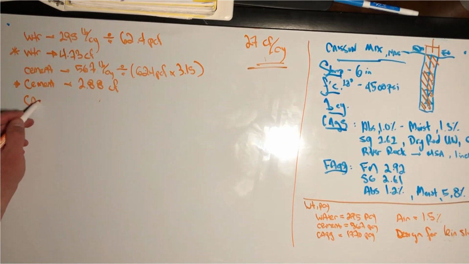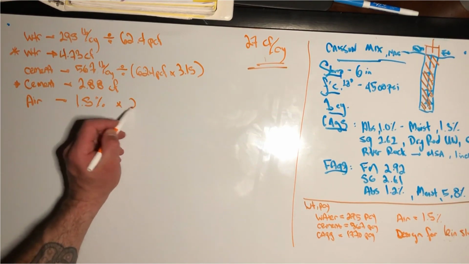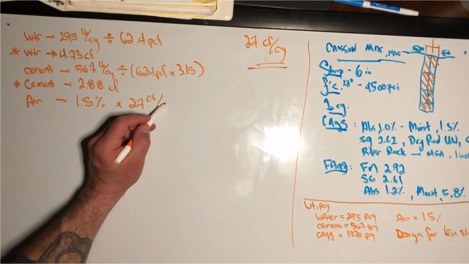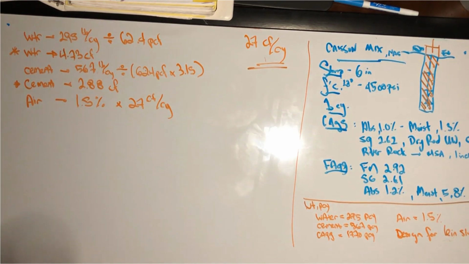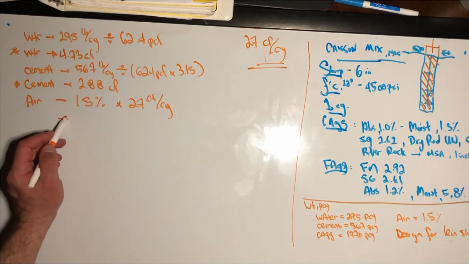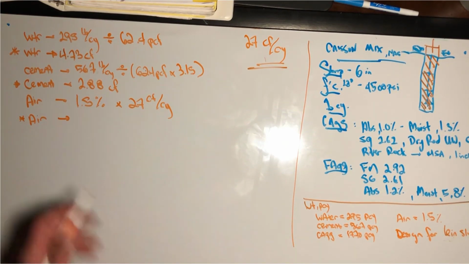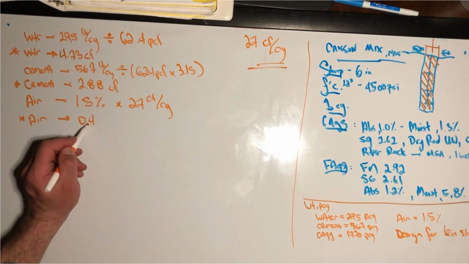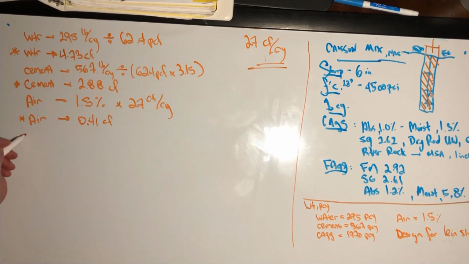I'm going to do my coarse aggregate. Let's do air first. Air's easier. So my air content was 1.5%. Now this is a lot easier to do than all the others. All I'm going to do is multiply by 27 cubic feet per cubic yard, because again, 1.5% of my volume is air. So we'll rewrite air: 1.5 divided by 100 times 27 is 0.41 cubic feet.